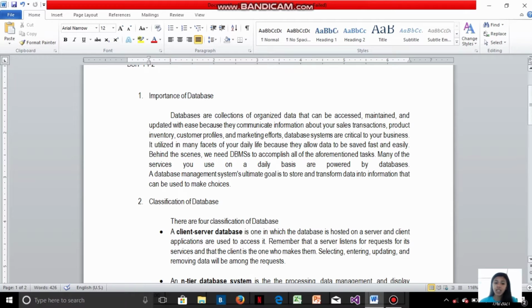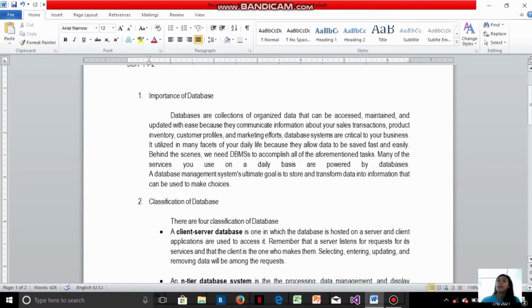Behind the scenes, we need a DBMS to accomplish all of the aforementioned tasks. Many of the services you use on a daily basis are powered by databases. A database management system's ultimate goal is to store and transform data into information that can be used to make choices.